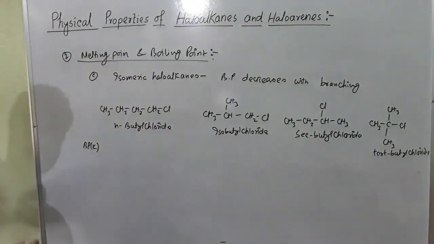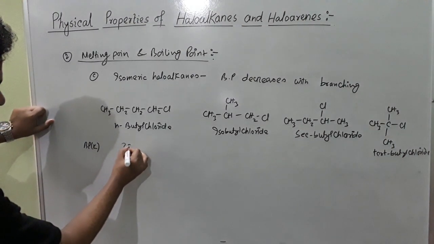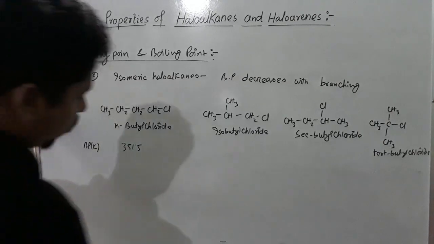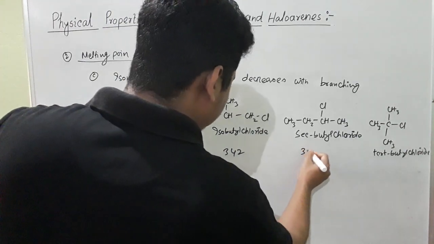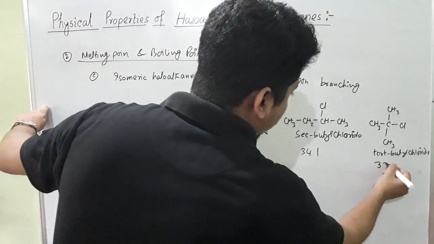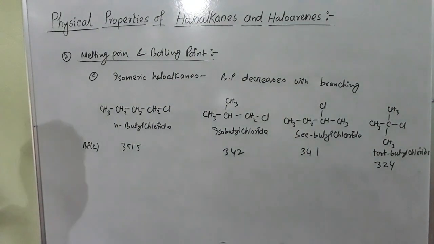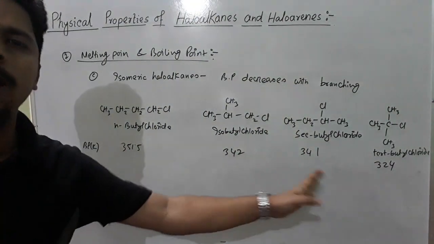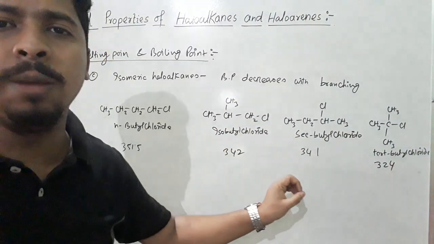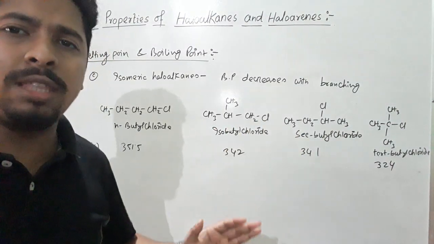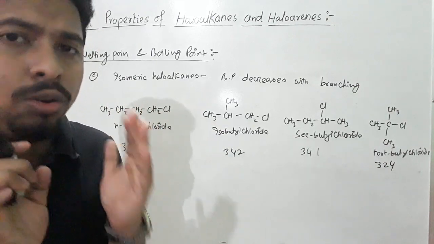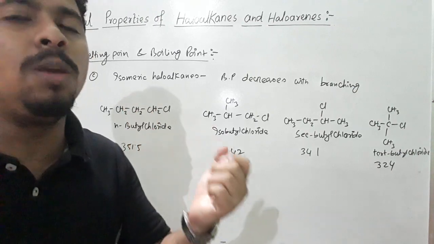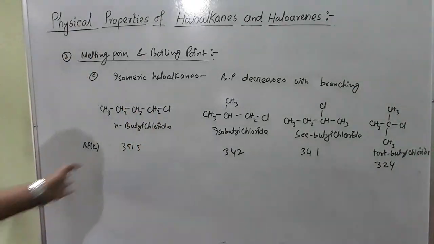Okay, now here you see the boiling point for this one is 351.5 Kelvin. This one is 342 Kelvin, this one is 341, and this one is 324 Kelvin. So from left to right the boiling point decreases. Means with the increase in branching the boiling point decreases. The reason is that with the increase in branching the surface area decreases. If surface area decreases, then the van der Waals force of attraction will decrease, and the boiling point will also decrease. Okay, so this is the trend for these molecules.